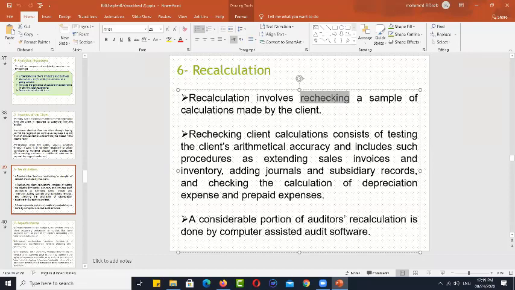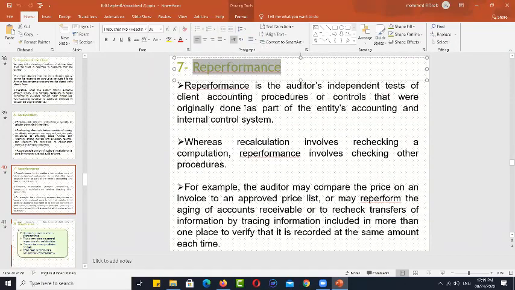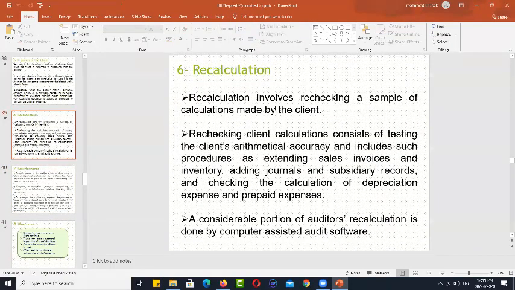What calculation? Be careful, you may get confused after a while between recalculation and re-performance, because they are done concurrently with each other. For example, the depreciation example I was just talking about: cost minus salvage over useful life. Whenever I'm reviewing the numbers, this is recalculation. But at the same time I'm doing re-performance, which means I'm making sure that this is the right equation to be used for the straight line method.